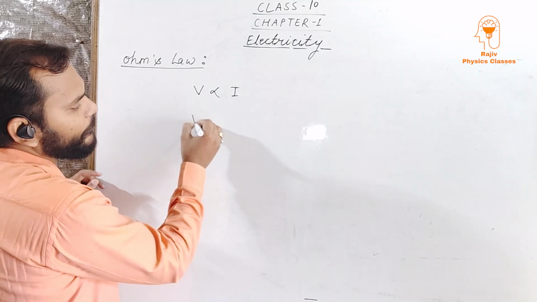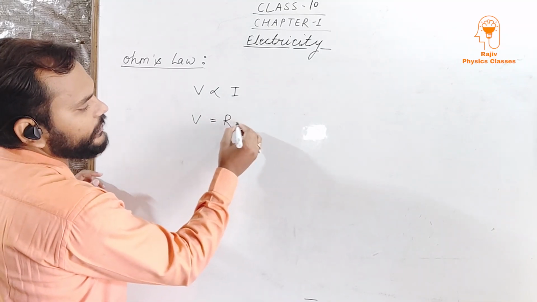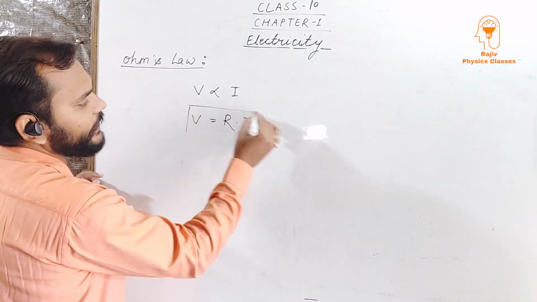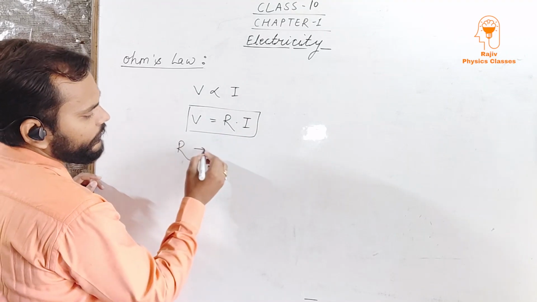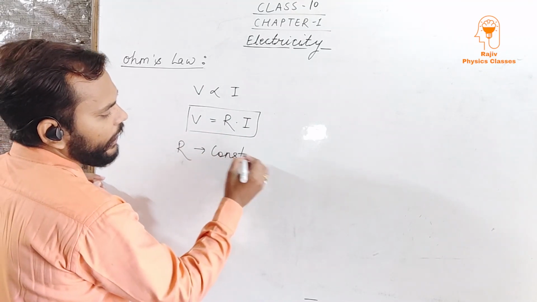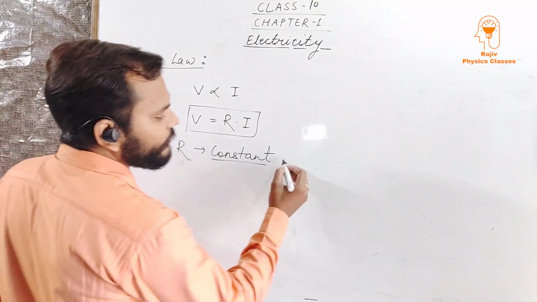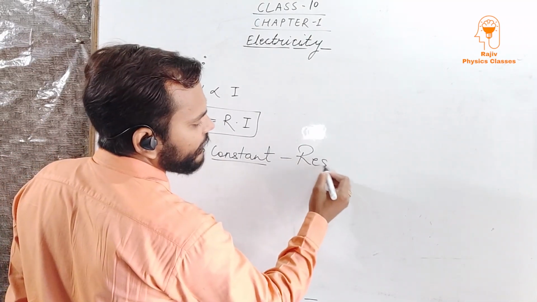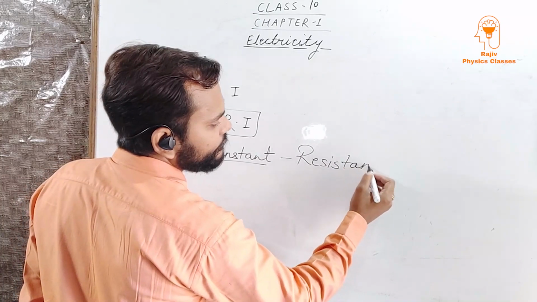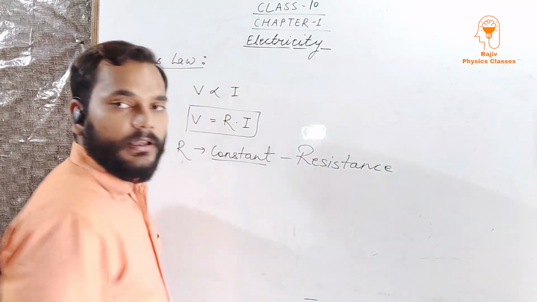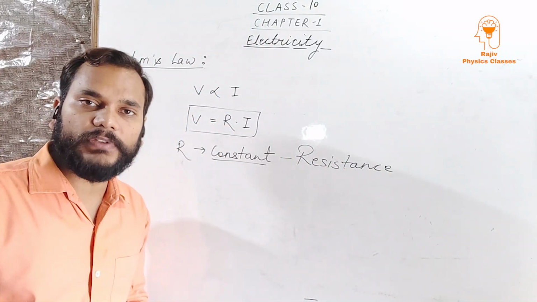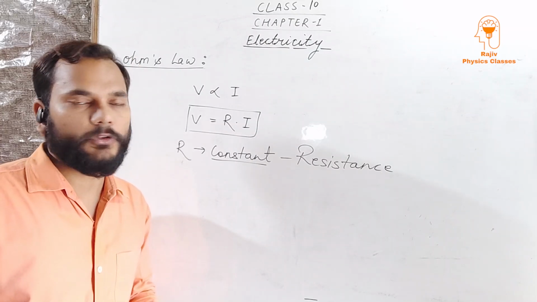If I remove the sign of proportionality, obviously there will be a constant here, and that constant is R. Here, what is R? R is a constant, and this constant is known as the resistance of the conductor. So what is Ohm's law?